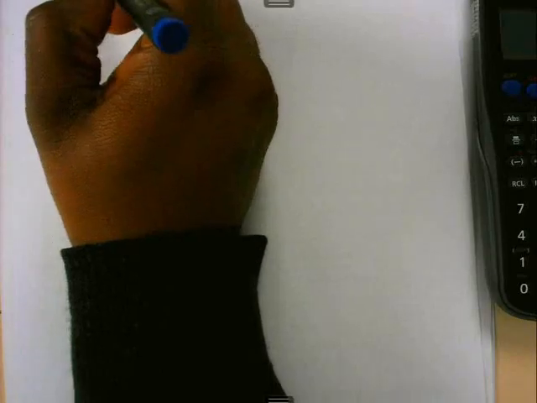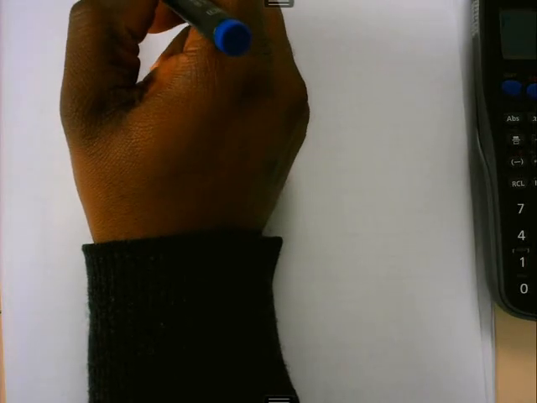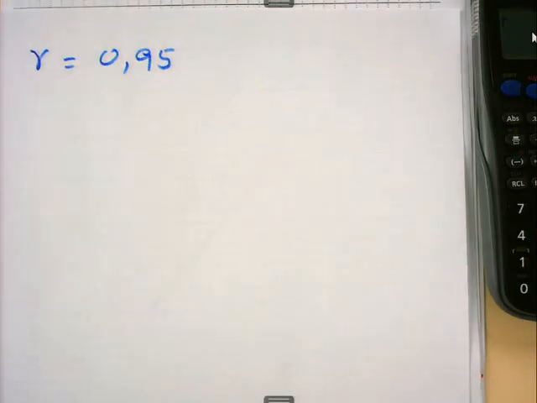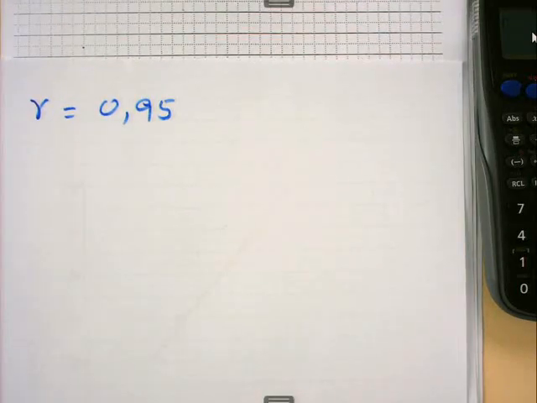I want to write that down. I've got very faint colors here. Let me try this blue. R is 0.95. But what did the question say? The question says calculate R. Just calculate it. To calculate R, we went straight to the calculator, and our calculator gave us R. R is 0.95. We are happy about that answer.